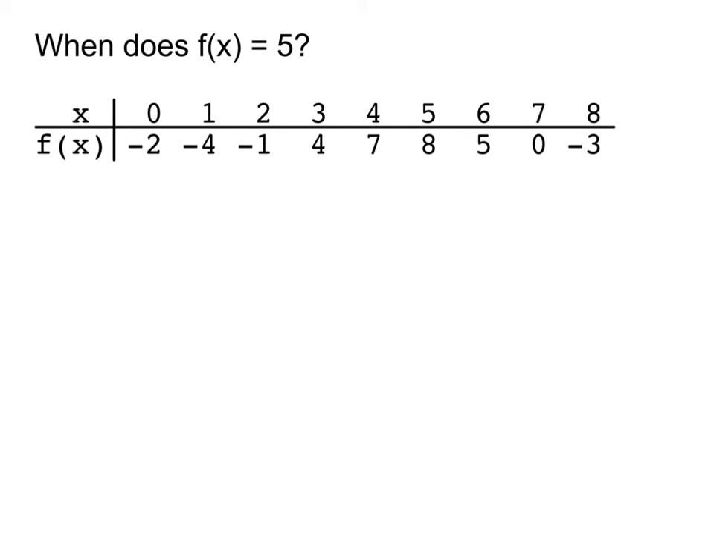So look at your table in the f of x row. Where does it equal 5? You should be seeing right here. This is the part that we're looking for. This is where f of x equals 5. And so when does it happen? It happens at 6. And what equals 6? X does. And so the answer here is that x equals 6.